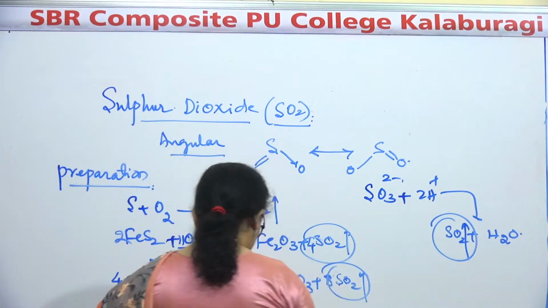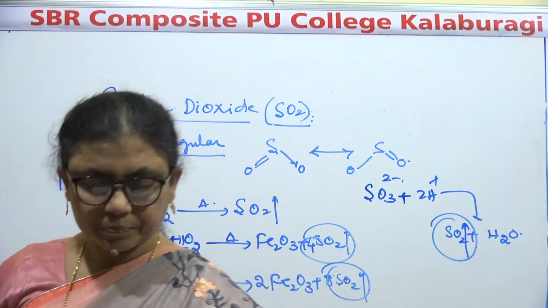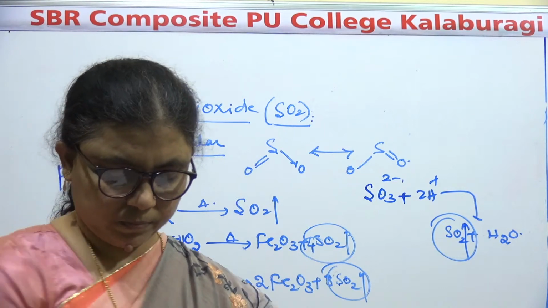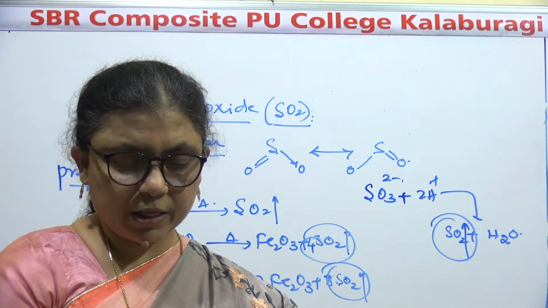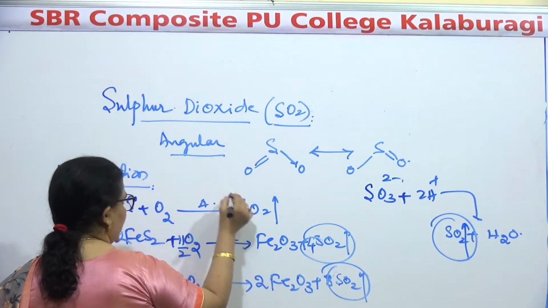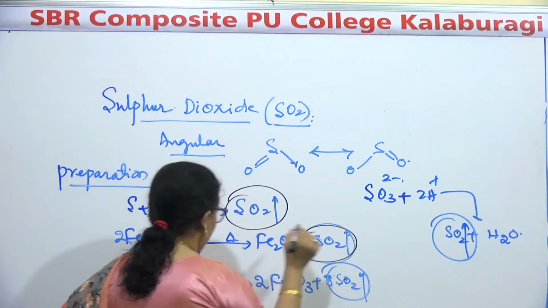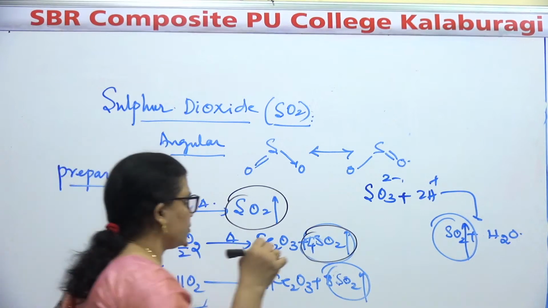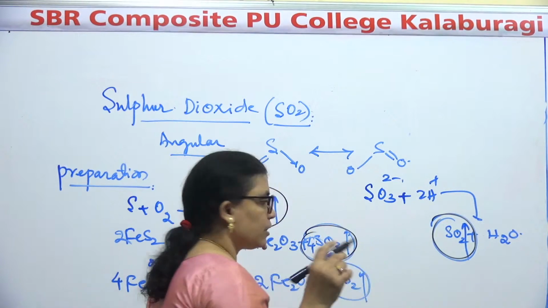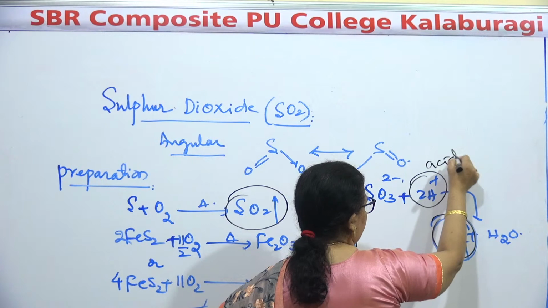By burning elemental sulfur, we produce sulfur dioxide. In the same way, sulfide ore will produce sulfur dioxide. Sulfite is converted into sulfur dioxide. These are the three methods. This will be possible in acidic medium. This is an ionic reaction.